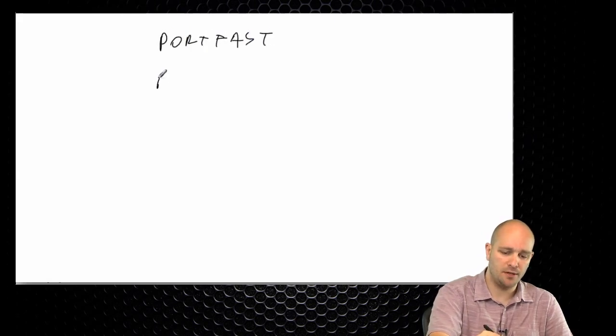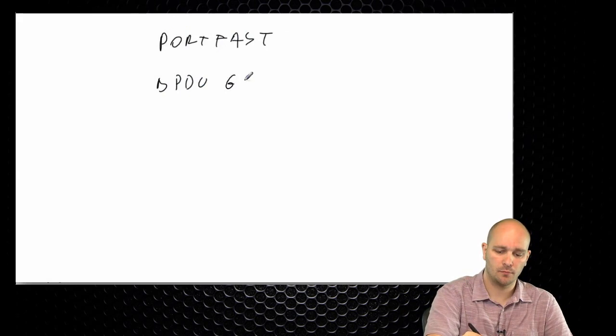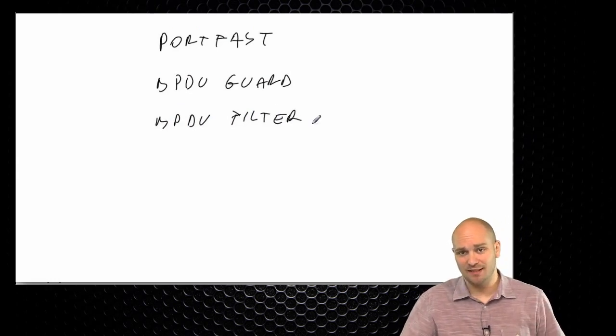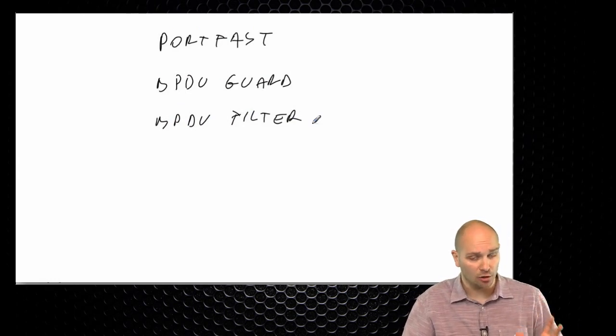Advanced spanning tree features, and here I'm going to talk about three in particular that I noticed a lot of my students and CCIE candidates are struggling a great deal with. So these features are going to be Portfast, BPDU guard, and BPDU filter. Now, these three features, as I said, are something that a lot of students struggle with.